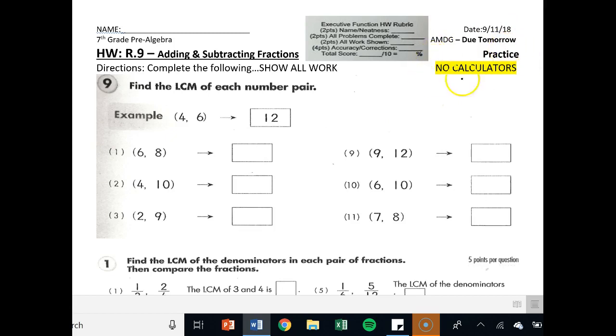It's practice homework. There are no calculators, and it is due tomorrow. So the first section, section 9 we'll call it, says find the LCM, least common multiple, of each pair of numbers. So here's how you're going to do this.